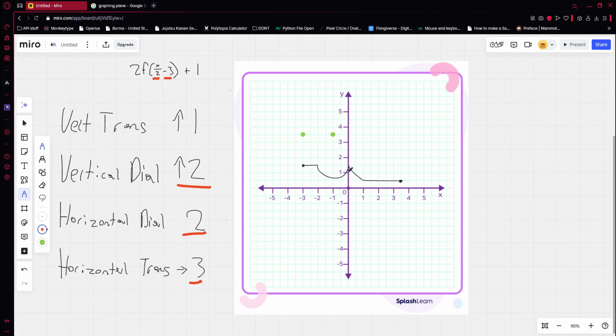Horizontal dilation, 2 times 0, doesn't matter. And then we have our translation, so to the right by 3. So we go to the right by 3. And then our vertical dilation, so we go up to here, and then our vertical translation, so we're right here.